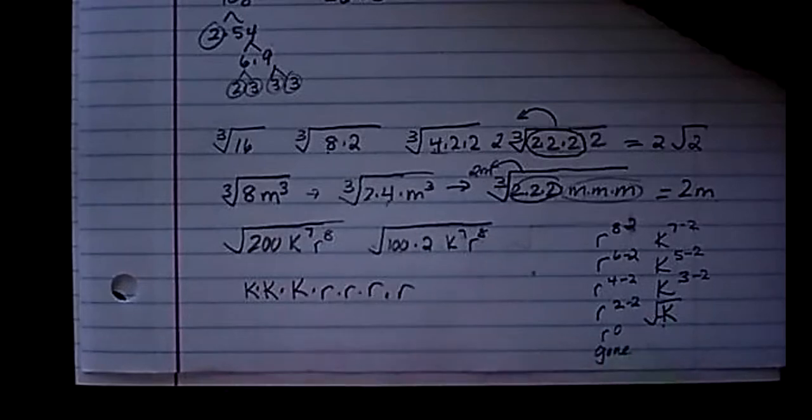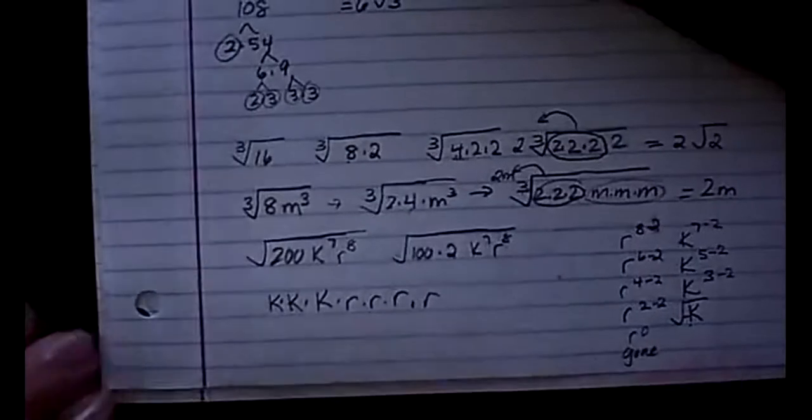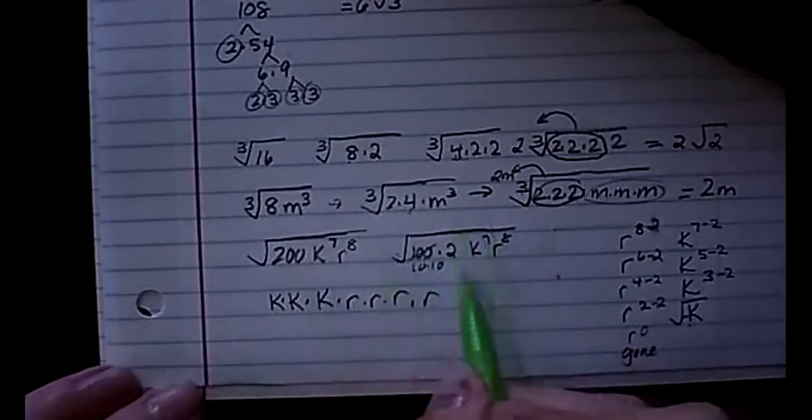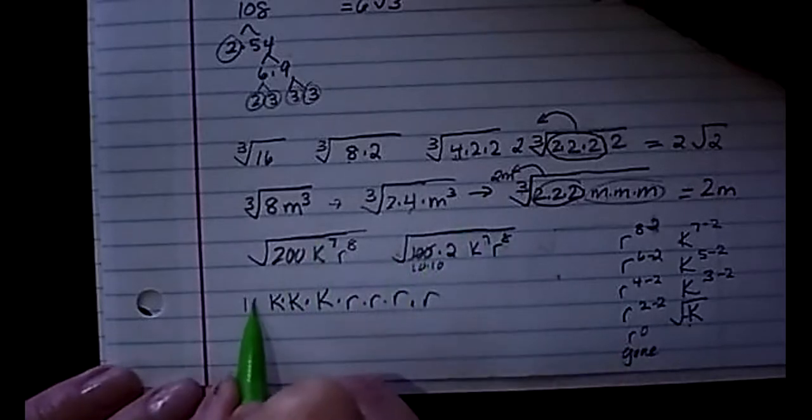I don't have anything left under the radical for that. All right, so let's take a look back up here. Let's go ahead and simplify this. This is 10 times 10, right? So we'll bring a 10 out. So we're going to bring a 10 out here.